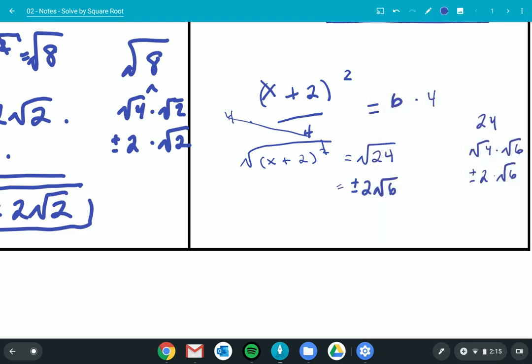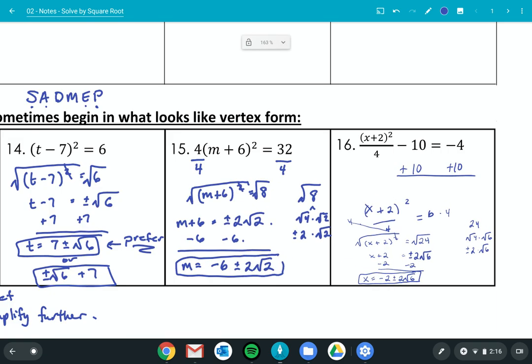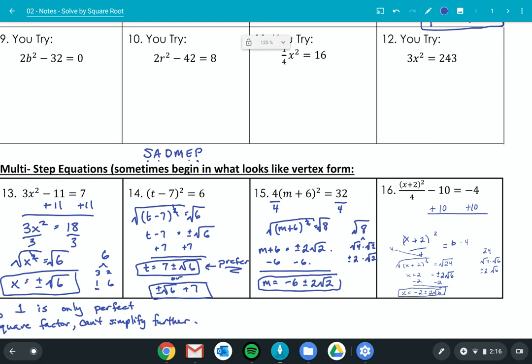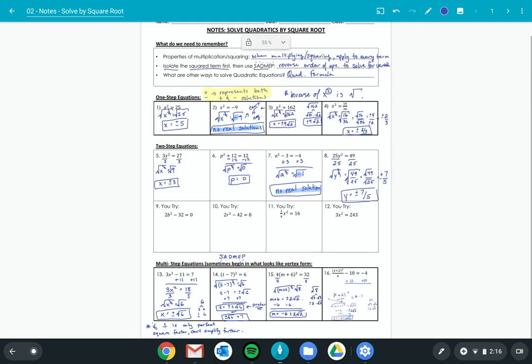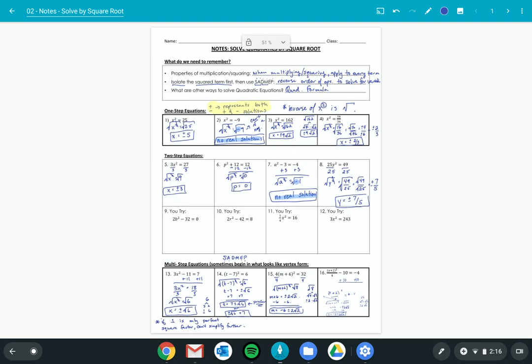So what I have now is equal to x plus 2. I'm going to subtract 2 from both sides and leave these two terms separated. So what I have is negative 2 plus or minus 2 times the square root of 6. And my answer is that. Okay. So the last one was kind of wonky, had some technical difficulties. Hopefully y'all can manage with that. If not, we can always work through that.